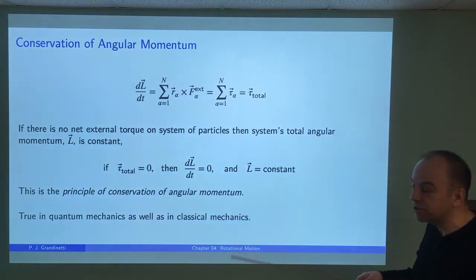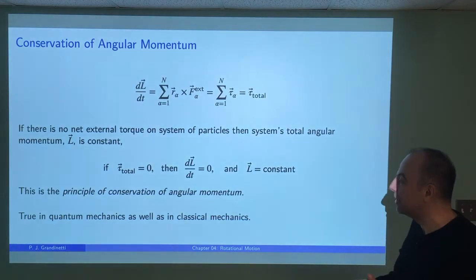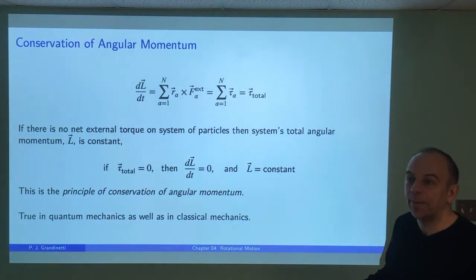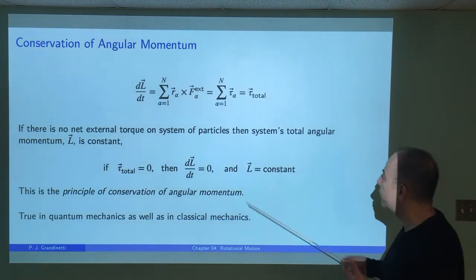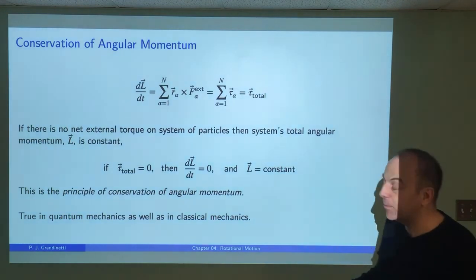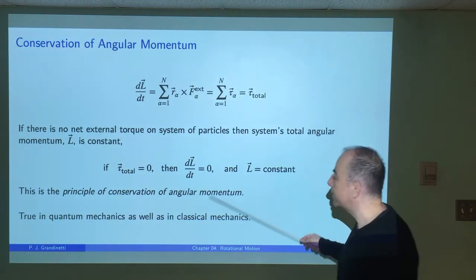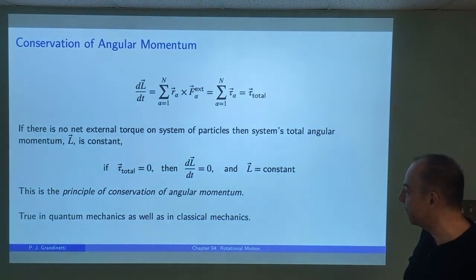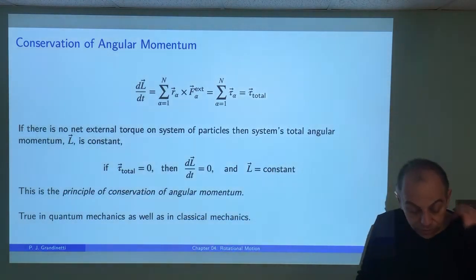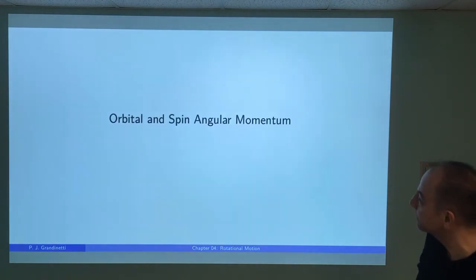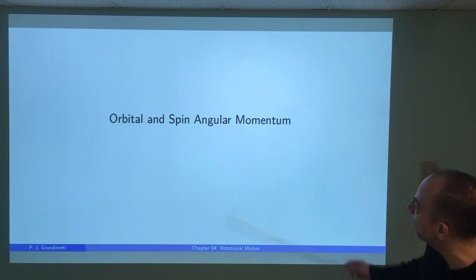This is analogous to what we saw in the first chapter, the principle of conservation of linear momentum: if there was no force acting on a system of particles, the linear momentum remained constant. Here we see that if there's no torque acting on a system of particles, the total angular momentum will remain constant. And this will be true also in quantum mechanics, as we just saw it was true in classical mechanics.